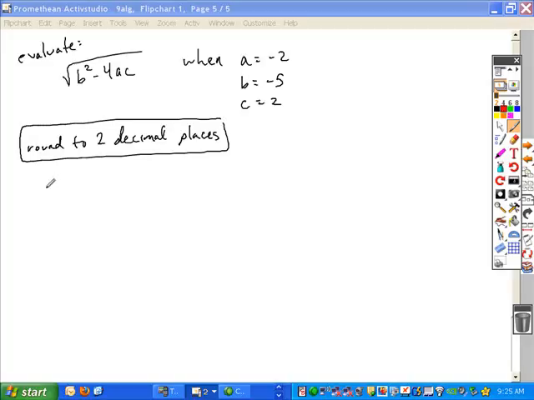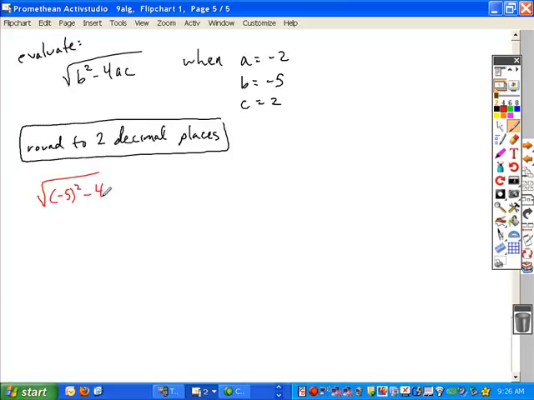All right, if you're doing this by hand, you can simply plug it in. So b is -5, so we have -5 squared minus 4 times a, which is -2, and c is +2. And so if you continue to evaluate, what is -5 quantity squared? Is it 25 or -25? 25, regular. Remember, a negative times a negative is a positive, very good.